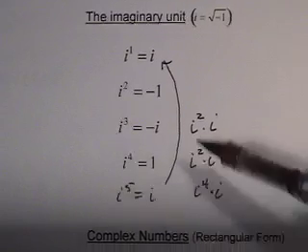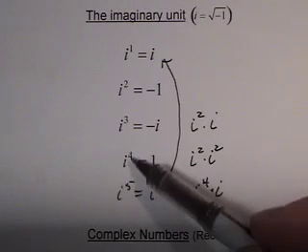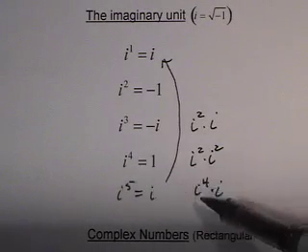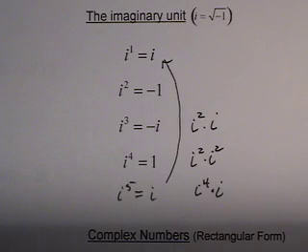Which means if you want to simplify anything, figure out how many 4s, right? i to the fourth there are, because that's just going to be 1. All right, and I'll show you how to do all that.